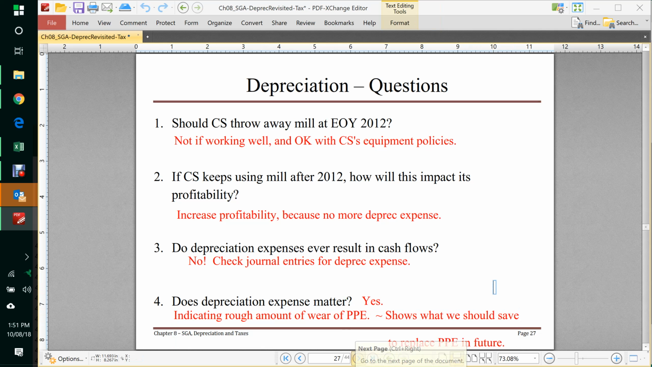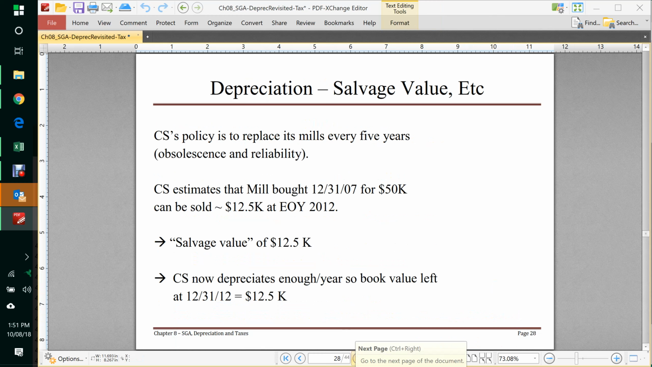Good. Okay, all right. So now we're going to take a quick break again, and we're going to come back and finish up depreciation with salvage value and a few things like that. So we will be back in action in just a second.